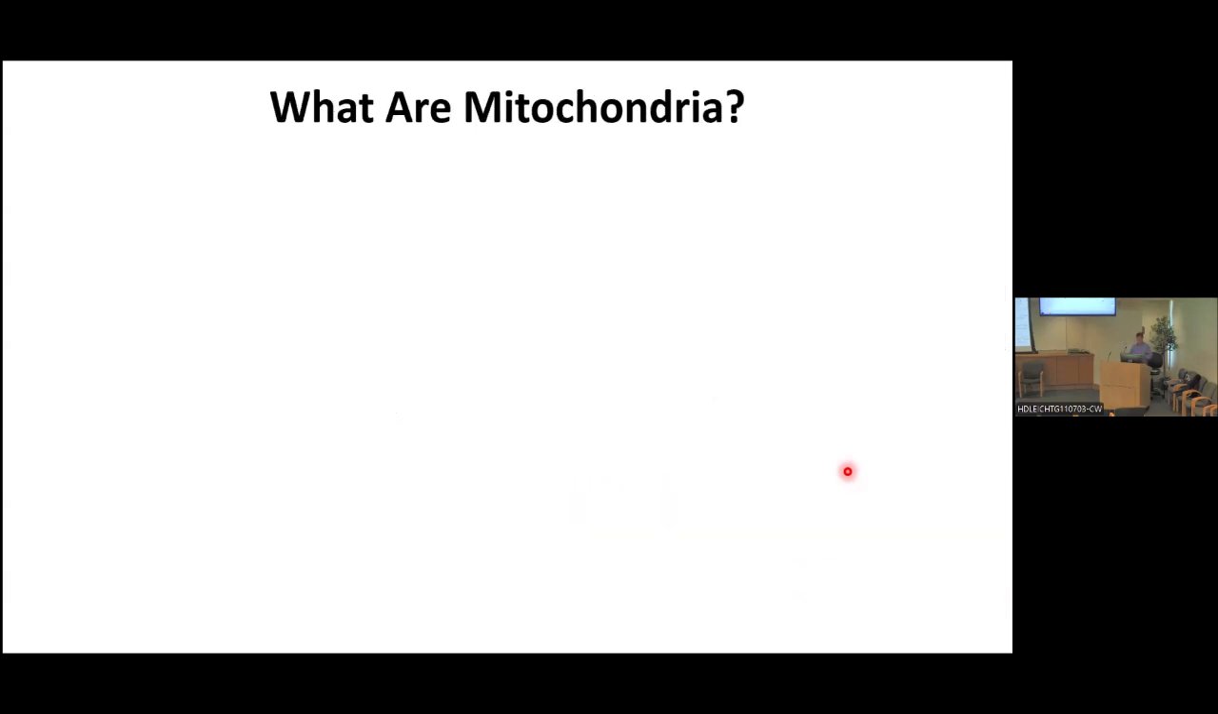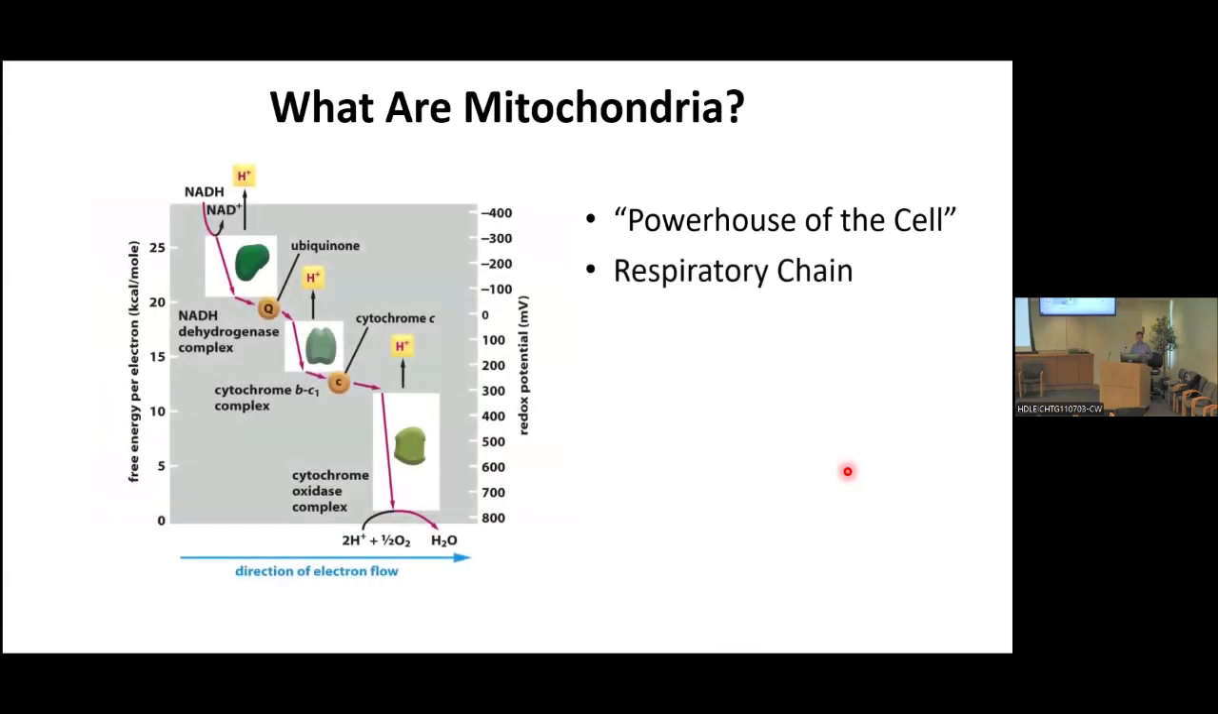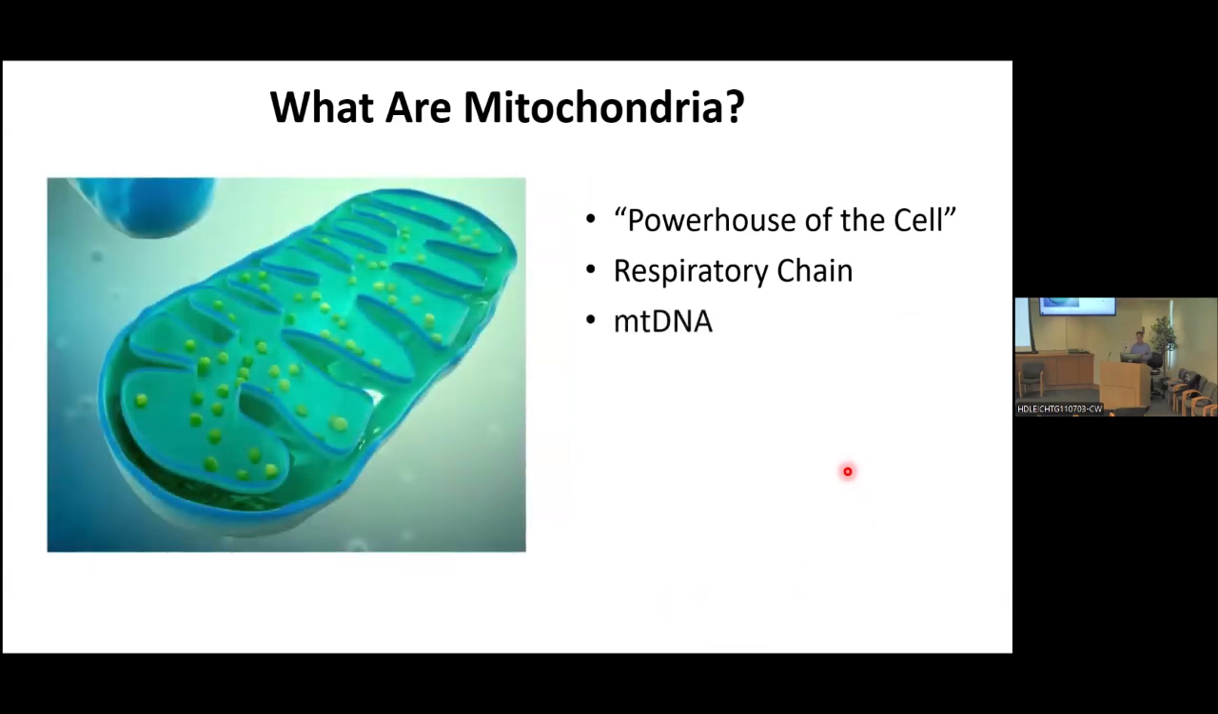What are mitochondria? In high school, we learned that they are the powerhouse of the cell. They make energy. And energy is important. It's the spark of life. We need it to combat entropy. They can make energy because they've evolved a respiratory chain that harvests electron energy and uses that electron energy to make ATP. Mitochondria have their own DNA, the mitochondrial DNA, which does not play by the rules of Mendelian genetics.